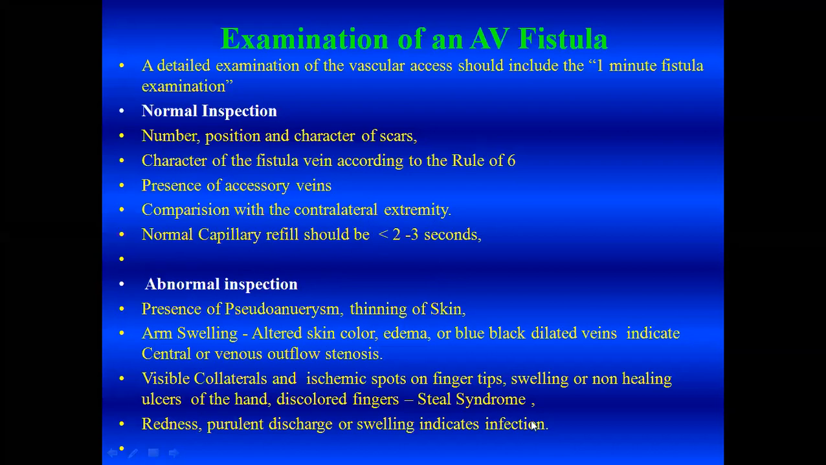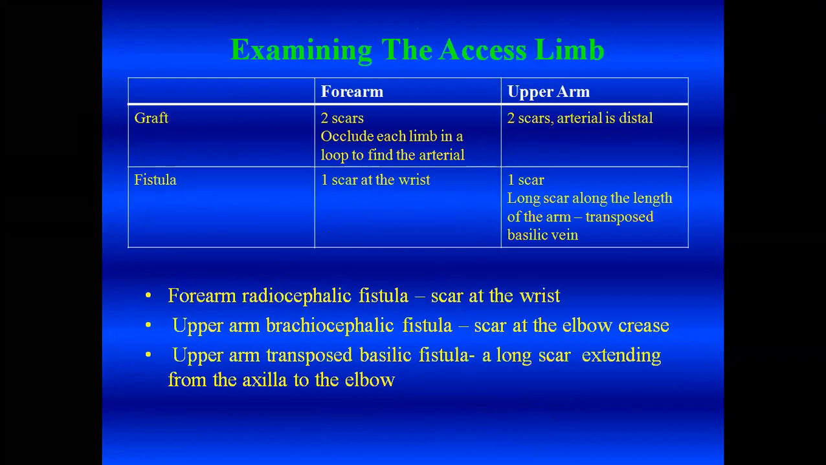Abnormal inspection means pseudoaneurysms, arm swelling, visible collaterals, redness, purulent discharge, or swelling could indicate infection, or in some situations, redness, swelling, and even a breakdown of the skin with oozing of edema fluid could indicate venous hypertension.